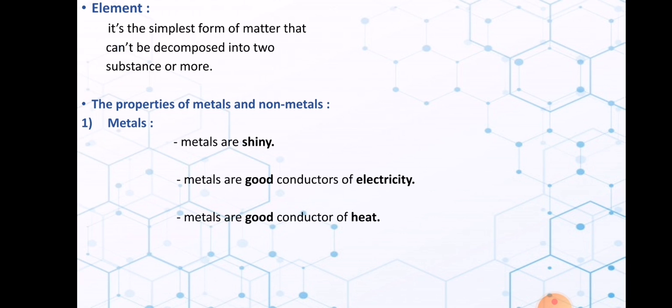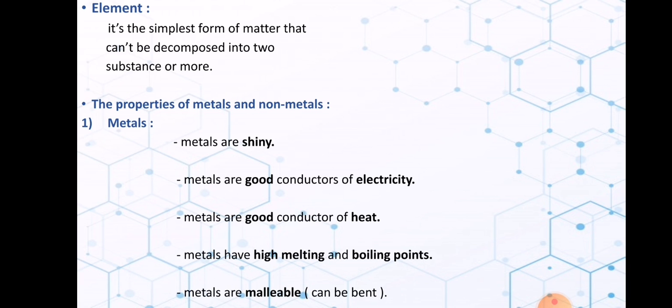Metals also are malleable, so they can be bent. Metals have high melting point and boiling point. Let's move to the properties of non-metals.